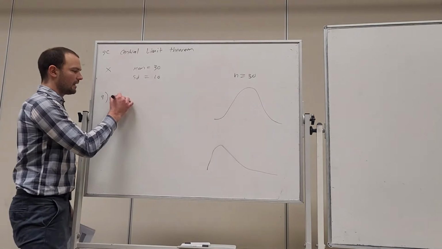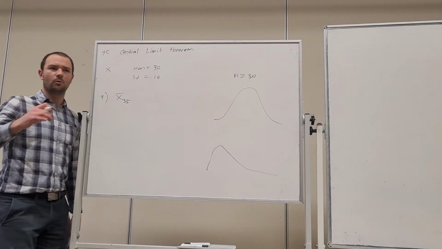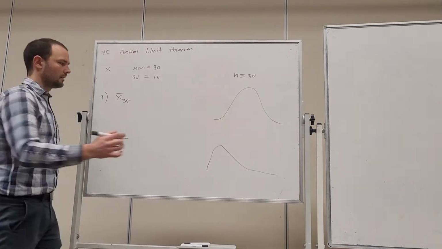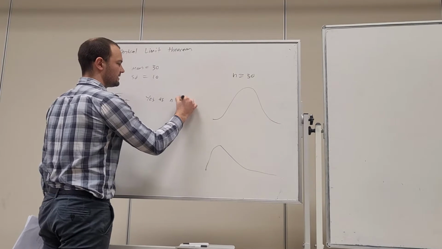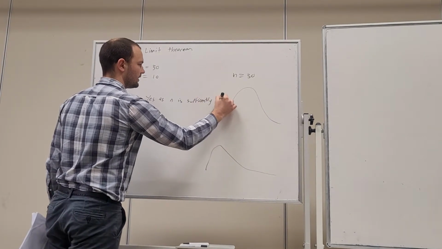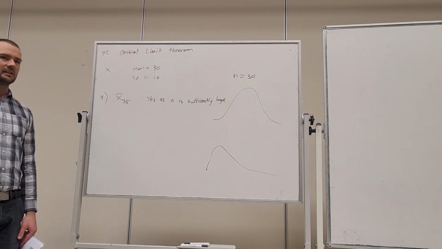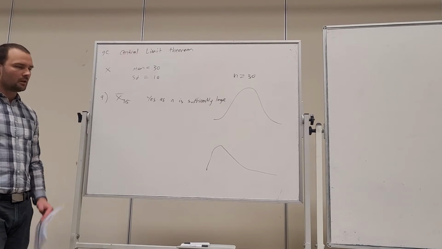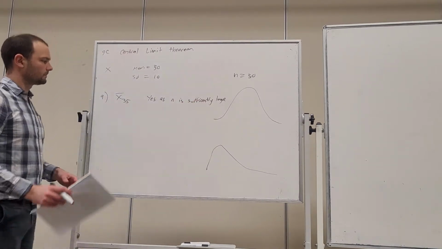We have x35. What does that mean? It means we've observed the variable 35 times. Is it approximately normal? Yes, as n is sufficiently large. So never say yes because n is greater than 30. We'll say yes because n is sufficiently large. And this is going to be reflective of its histogram.